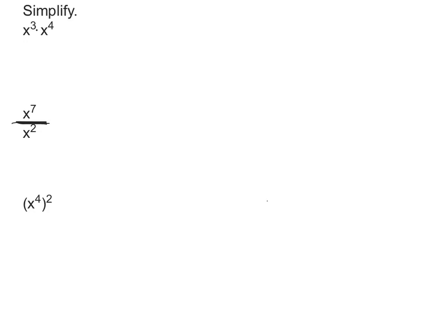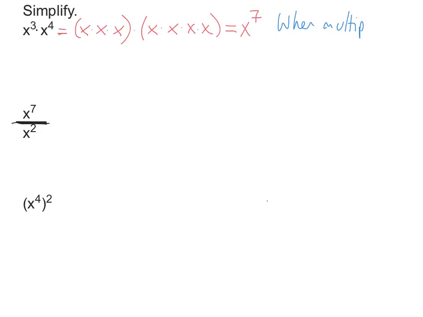So the first example I have that tells us to simplify is x to the third times x to the fourth. And if you recall what that means, when we take x to the third, that's the same as x times x times x. And we're multiplying that by x to the fourth, which is x times x times x times x. So in grand total, we have 7 x's multiplying together. So that would be the same thing as x to the 7th. Or if you remember, when multiplying, we add exponents.